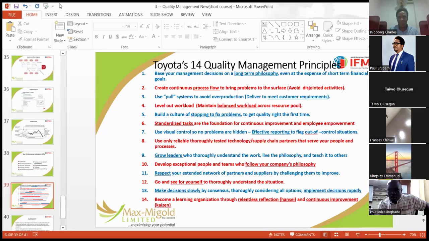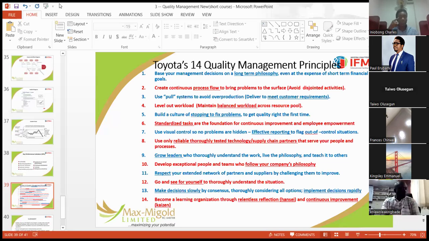The second principle is there: create continuous process flow to bring problems to the surface. We looked at the flow chart that we saw. Create a continuous process flow. That way it's easy to pinpoint where the problem is. Number three, use pull system to avoid overproduction. Deliver to meet customer requirements. Always deliver to meet customer requirements.